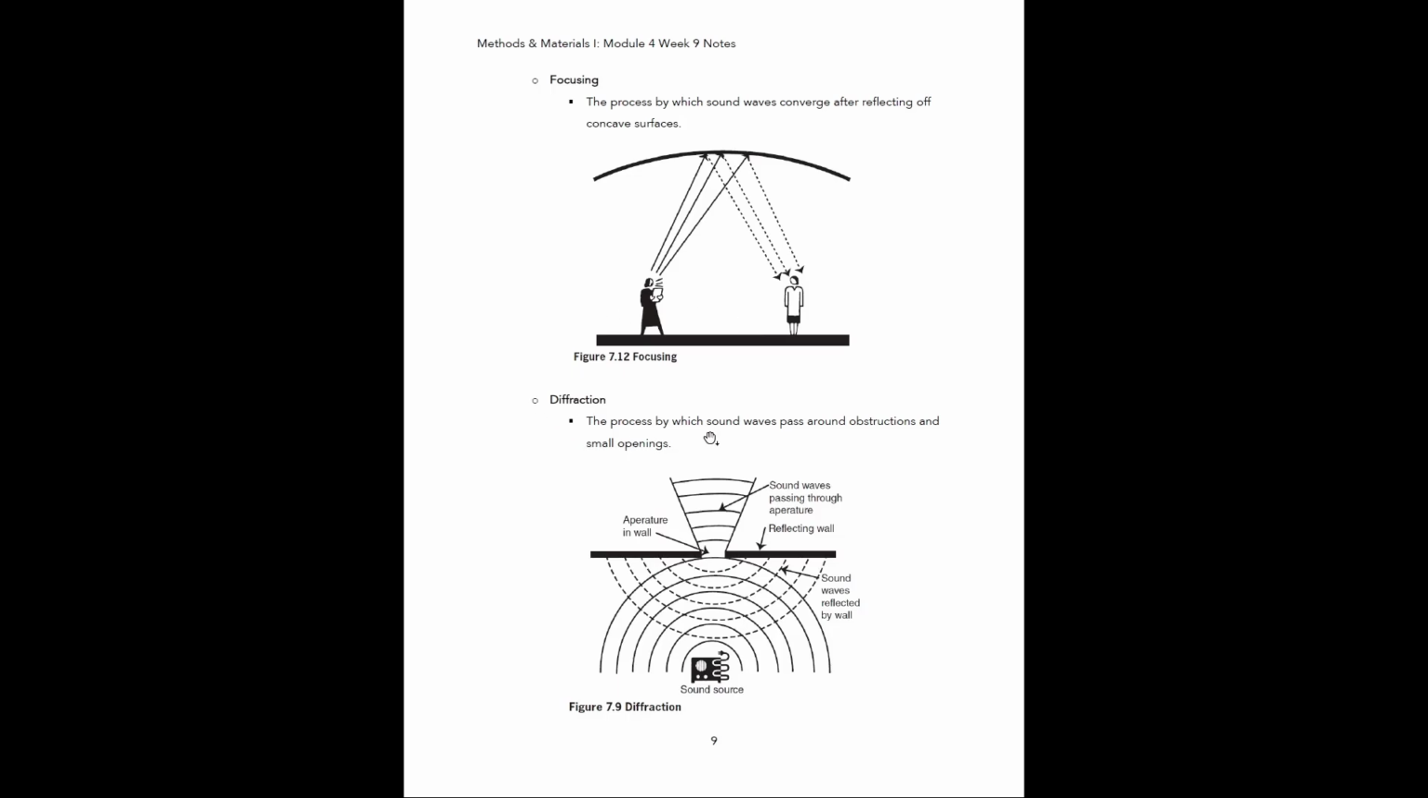Diffraction. This is a process by which sound waves pass around obstructions and small openings. All right, so if you look here, what we have is our sound source, and then we have a wall with a tiny opening in it. All the sound is coming out of that, and it's bouncing around in here. And then since we have a tiny little opening within that wall, obviously some of those sound waves are going to be making their way through.